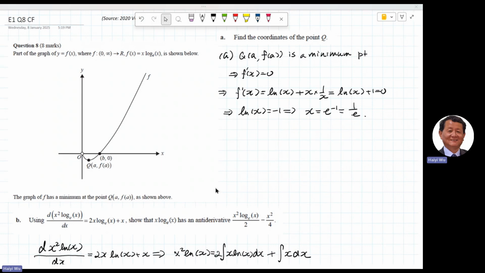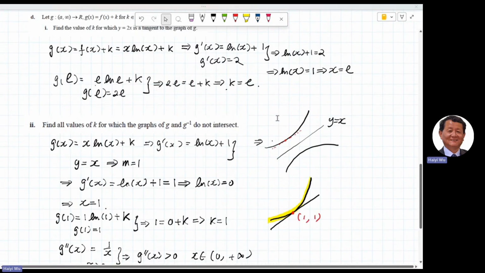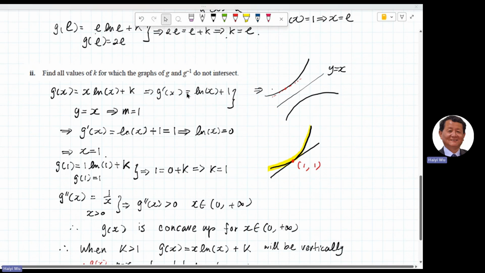So, okay, today we're going to talk about question 8 of the VCE 2020 Methods exam. Now, this question is a lot of small questions that lead to a very important concept: a function and its inverse function never intersect, do not intersect. How do we decide that? So this will be the last question we'll talk about.